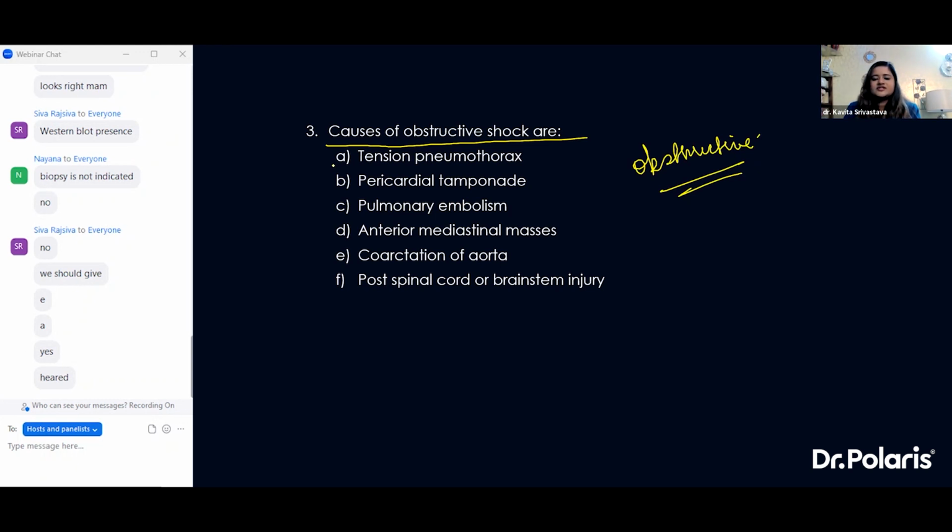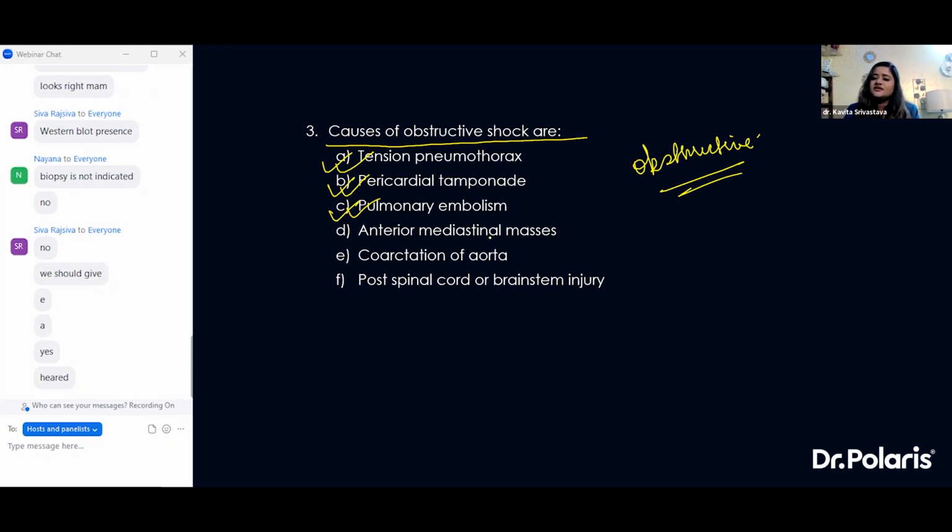Tension pneumothorax: whenever there is tension pneumothorax, it can result in obstruction towards the perfusion. And it is also going to deeply affect the lungs, which will not cause proper ventilation inside the body. Pericardial tamponade: if there is pericardial tamponade, again, it is going to result in obstruction, so improper perfusion of the body. Pulmonary embolism, same thing. It is also going to affect the proper ventilation inside the body. It will not allow proper oxygenation to happen. So it can cause blocking of the vessels, resulting in obstructive shock.